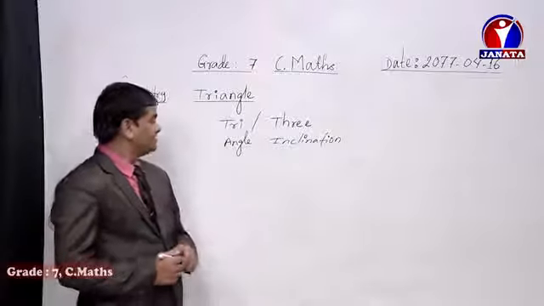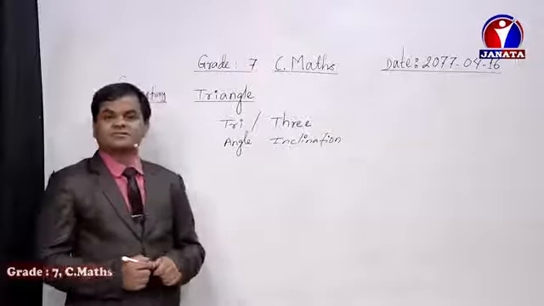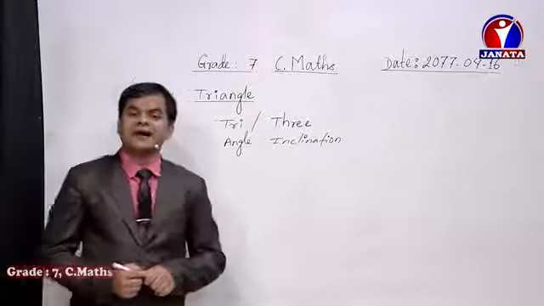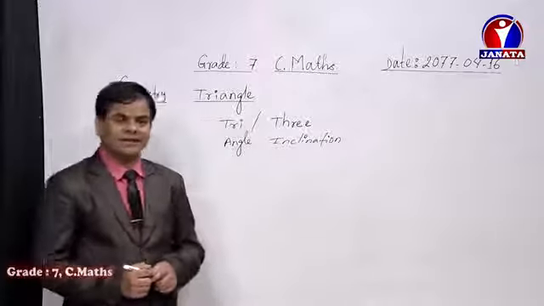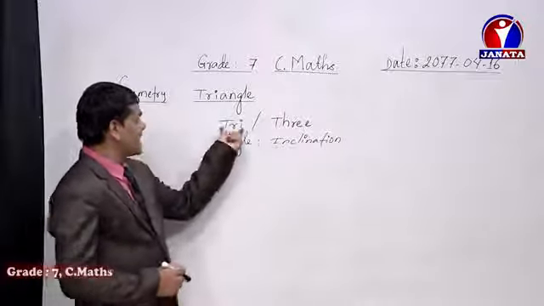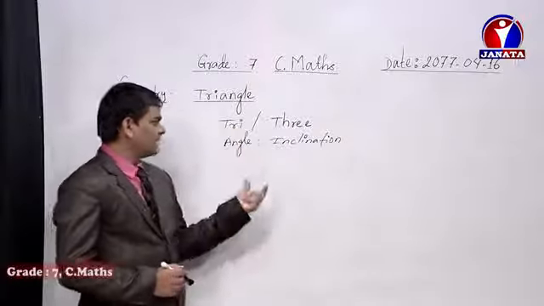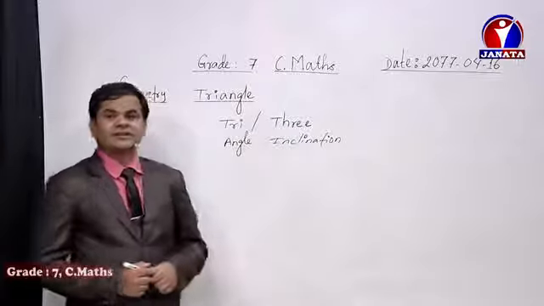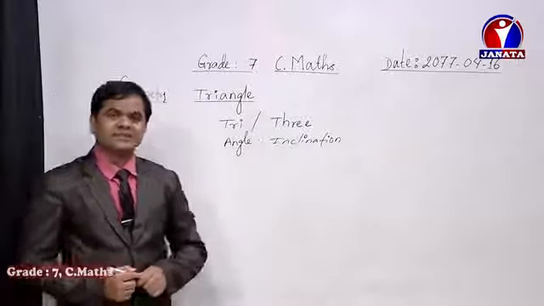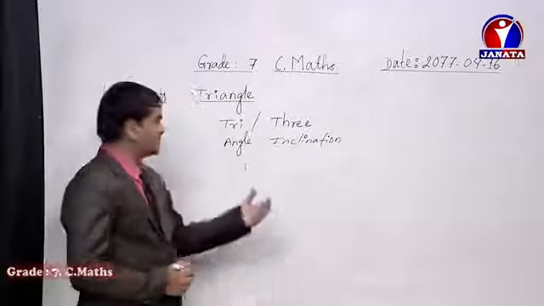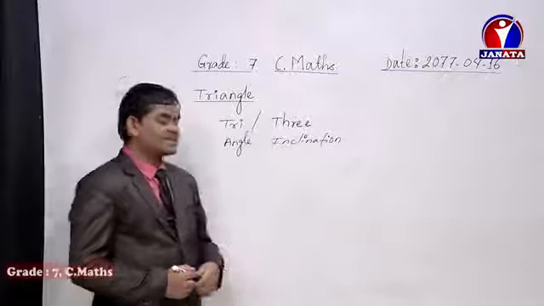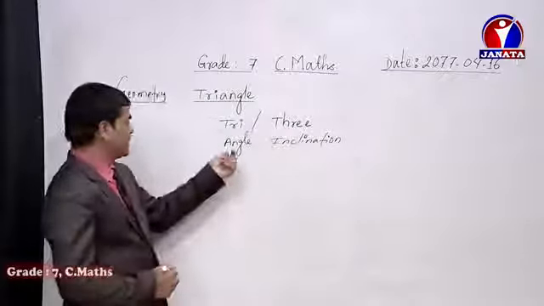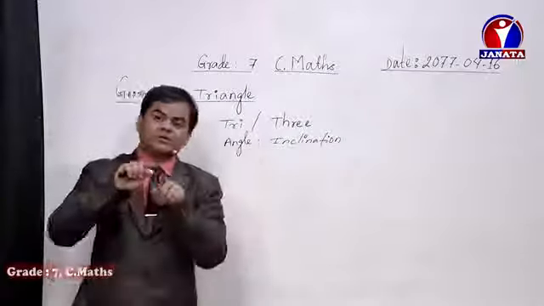And dear student, in case of the triangle, the word is derived from two Greek words. One is tri and then angle. Tri means three, it represents three in English, and then angle represents the space in between two adjacent sides.